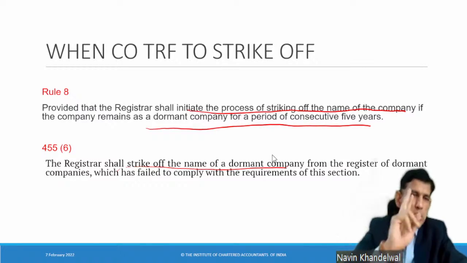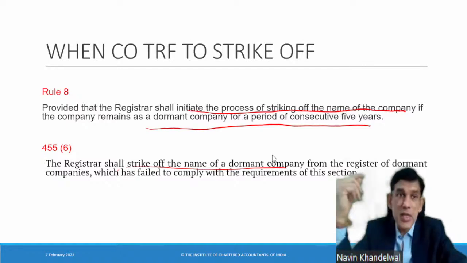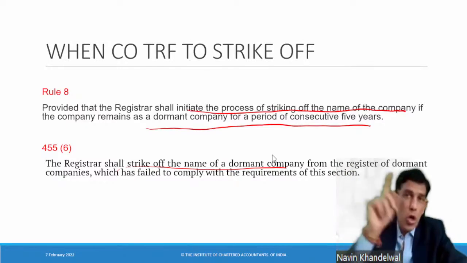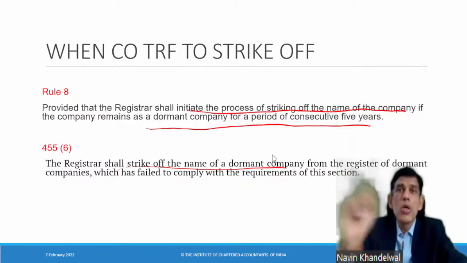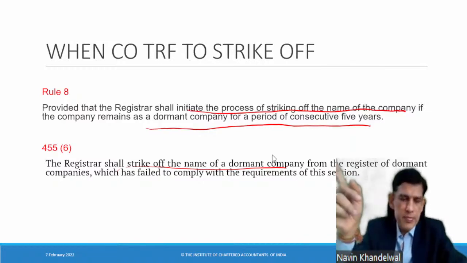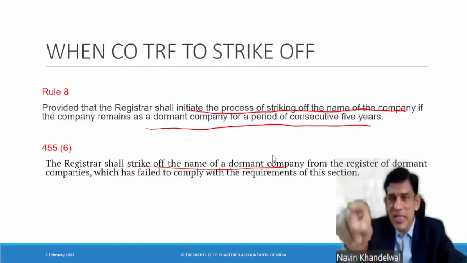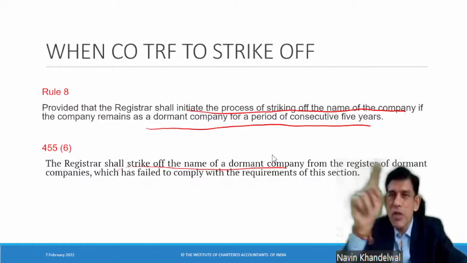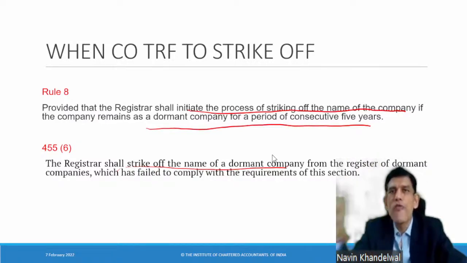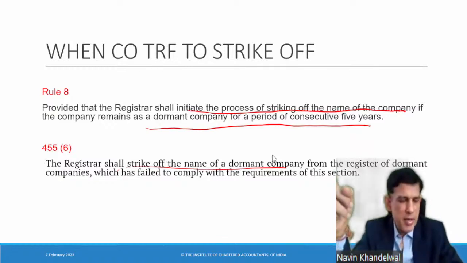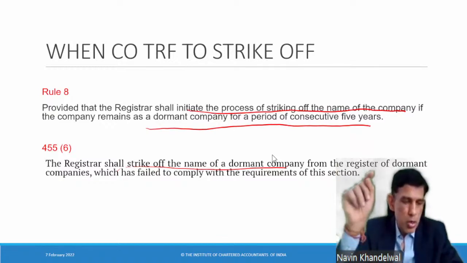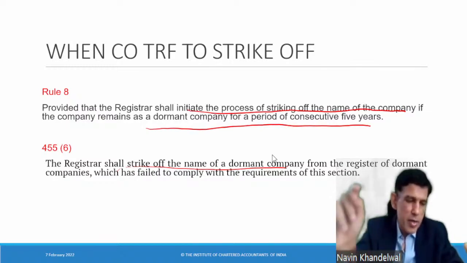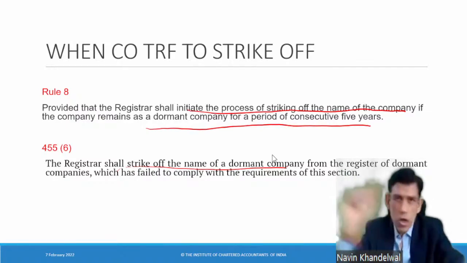So there are two situations. If the registrar feels that the company is doing certain business operation, then it will not be justified on the part of the registrar to put your name as a struck-off company. But if the registrar finds that there's no such business operation and the conditions which have been mentioned for striking off are fulfilled, then it may strike off the company's name. So striking off from the register of dormant company does not mean striking off from the ROCs.